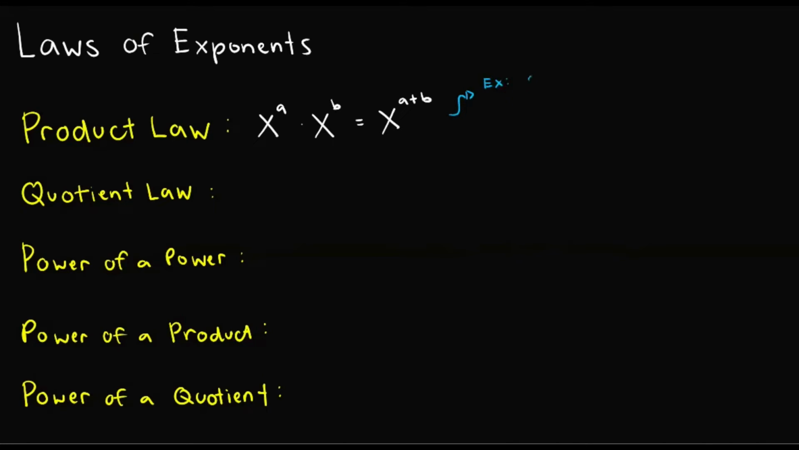So it's just an example for this one. If we have 2 squared times 2 cubed, this would look like 2 times 2 times 2 times 2 times 2. And if we combine this 2 times 2 times 2 times 2 times 2, it's simply 2 raised to 5. And this one is 2 plus 3. So that is how it works.